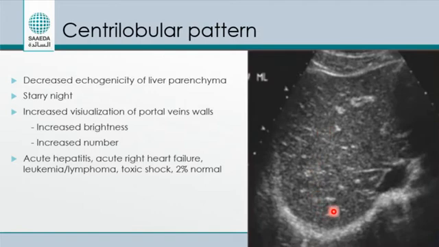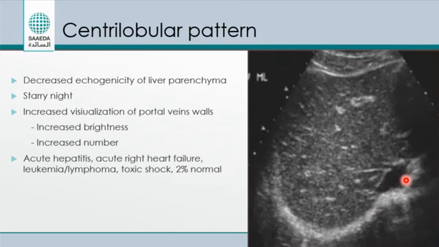They are increased in brightness and increased in number. But the abnormality is not in the portal veins, it's in the liver. The liver parenchyma is more hypoechoic. This happens in acute hepatitis, acute right heart failure, leukemia, lymphoma, and toxic shock syndrome, and in about 2% of normal individuals. These 2% are not very difficult to recognize because they have normal liver function tests, they are healthy, everything is okay, but we see this pattern, the starry night appearance. So you can be sure that this is a normal variation, just 2% of the population.